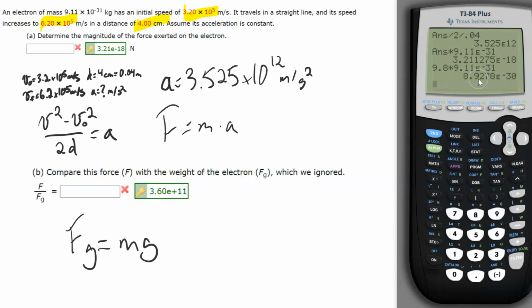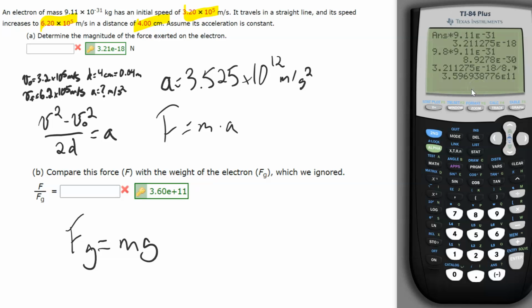And I get 8.9278 times 10 to the minus 30th. This is the force of gravity. That's not the answer for this question, because it doesn't ask what is the weight. It asks how does the weight compare to the force applied. So this is our applied force, this number here, the 3.2, so I can just go ahead and do that, divided by this one, because that's what it says, the force divided by the gravitational force. And I get 3.5969 times 10 to the 11th, which is rounded here to 3 digits, and is the correct answer.